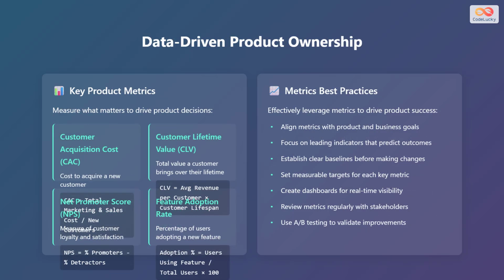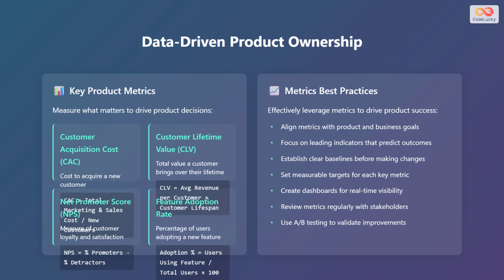Measure what matters to drive product decisions. Key product metrics include customer acquisition cost, also known as CAC, which is the cost to acquire a new customer. The formula is the customer acquisition cost equals total marketing and sales cost divided by new customers.